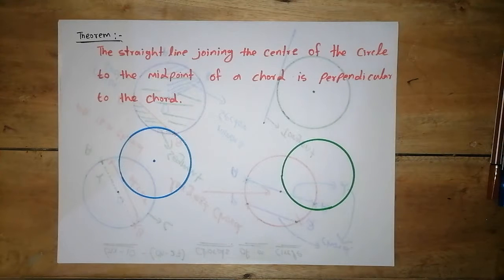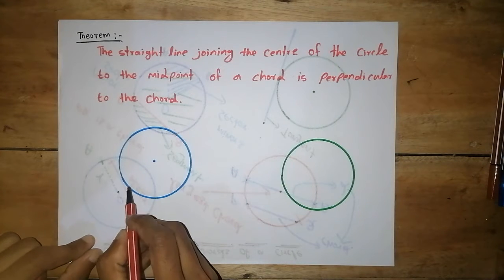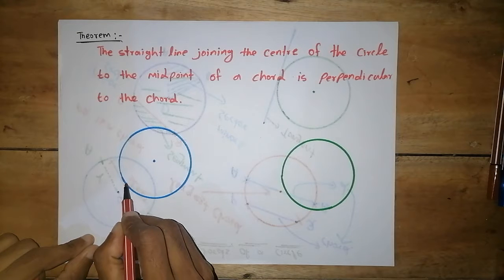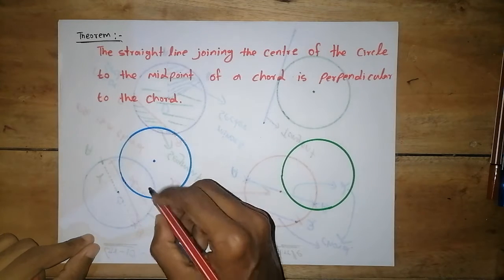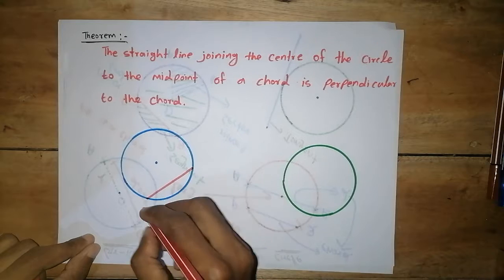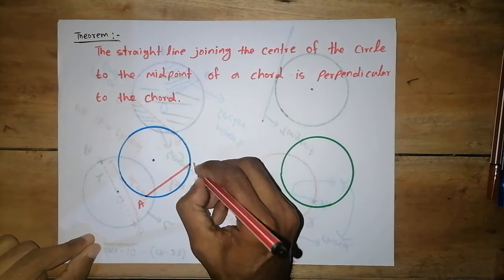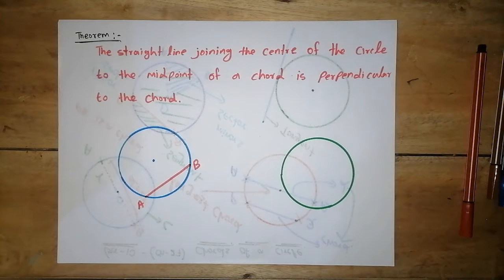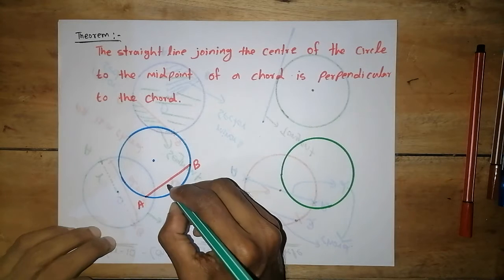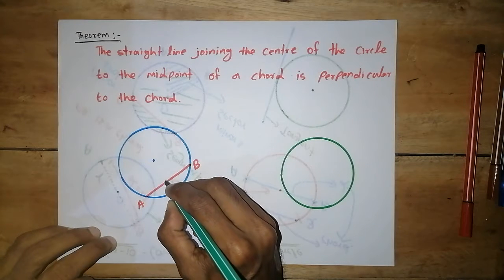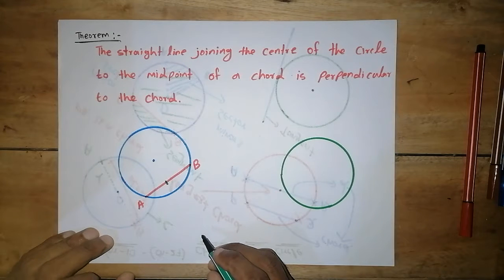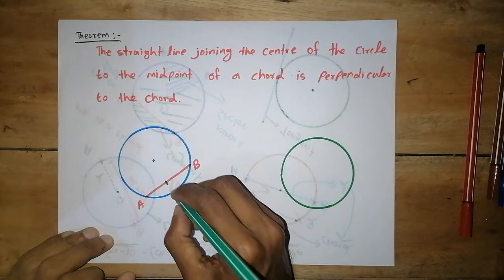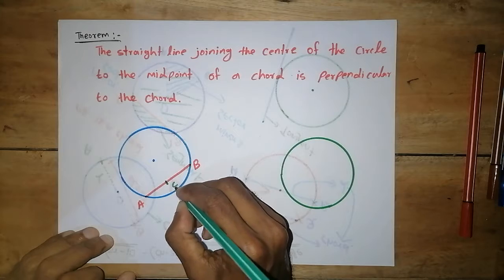Okay, the first theorem. So we are going to draw a chord. The points connected on the circumference are A and B. So AB is a chord. And then we can have the midpoint of the chord. Midpoint of AB. So we mark the midpoint as C.